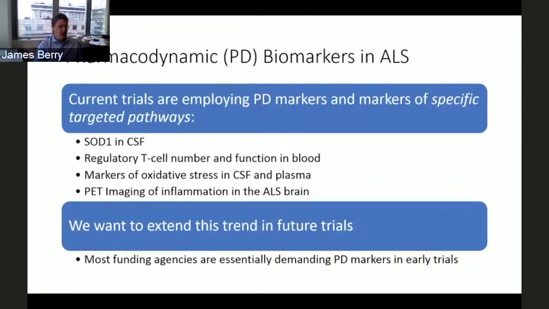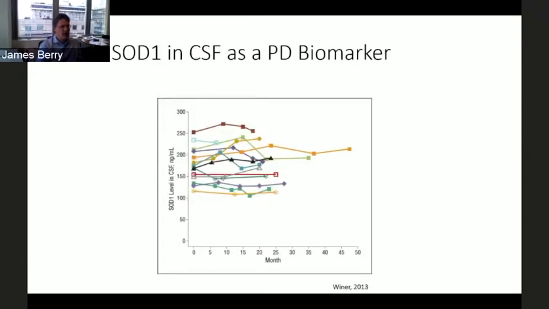A few of the things that we're looking at, I've alluded to SOD1 and CSF. Regulatory T cell number and function in blood may be important, and I'll tell you a little bit about that. Markers of oxidative stress in CSF and plasma, and then I mentioned PET imaging of inflammation in the ALS brain as well. I think we're going to want to extend this kind of pharmacodynamic biomarkers. Some of them are disease biomarkers as well, some not, but we're going to want to include these in trials.